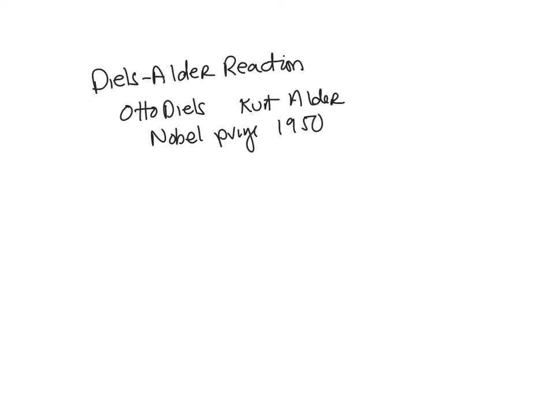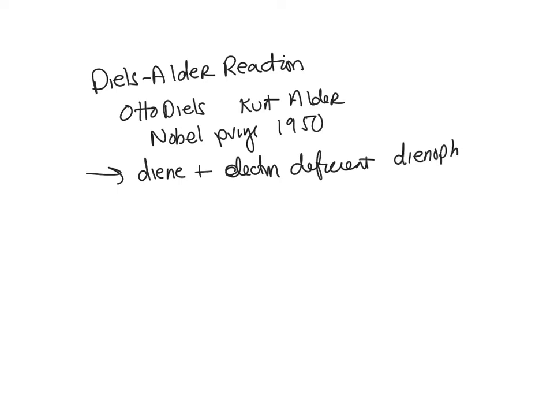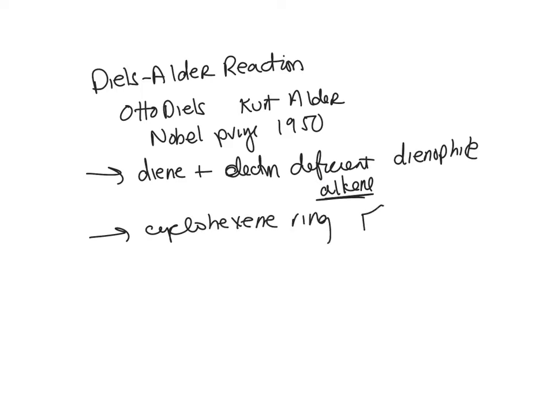Now, just a little tidbit about the reaction: it is between a diene and an electron deficient dienophile, which is an alkene. And it always produces a cyclohexene ring. So it's a six-membered ring with a double bond.